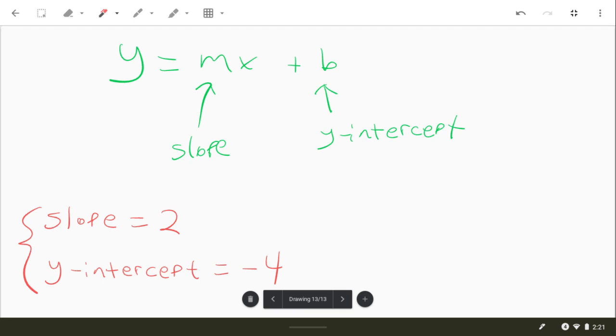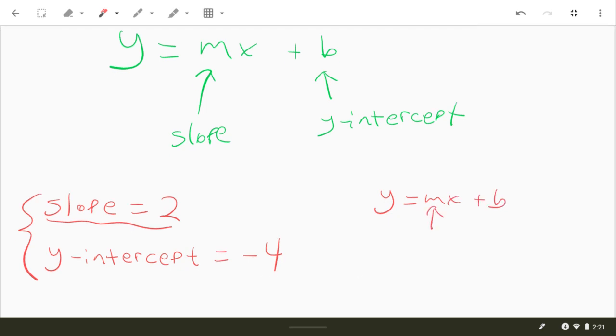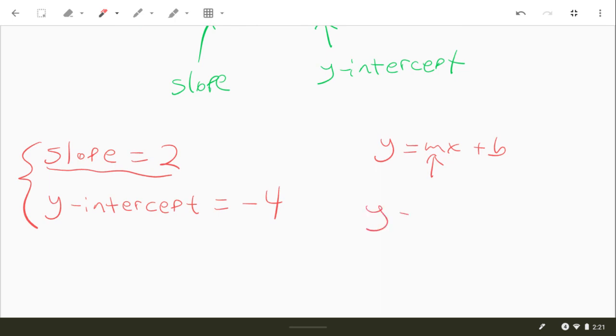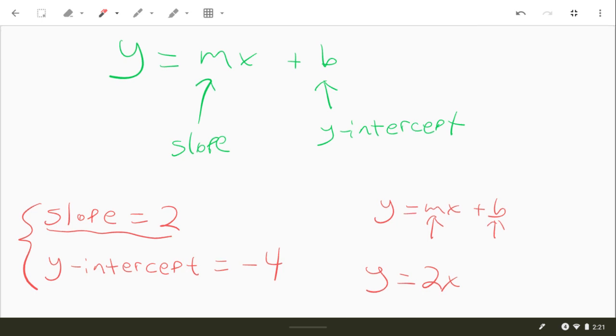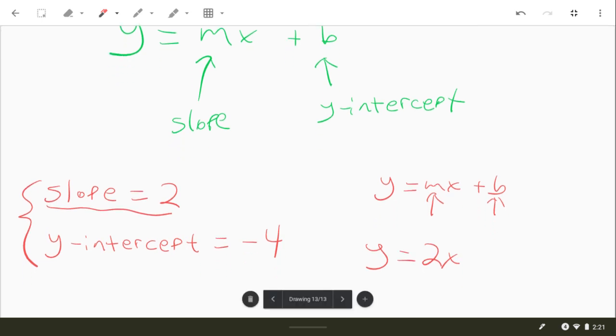And all we're going to do, since they tell us the slope is equal to 2, here, actually, let me write this out. Y equal mx plus b. We're just going to replace this m with a 2. So it's going to be y equals 2x, because m stands for the slope. And then the b is your y-intercept. So I'm going to replace that b with a negative 4. So it's going to be y equals 2x minus 4.